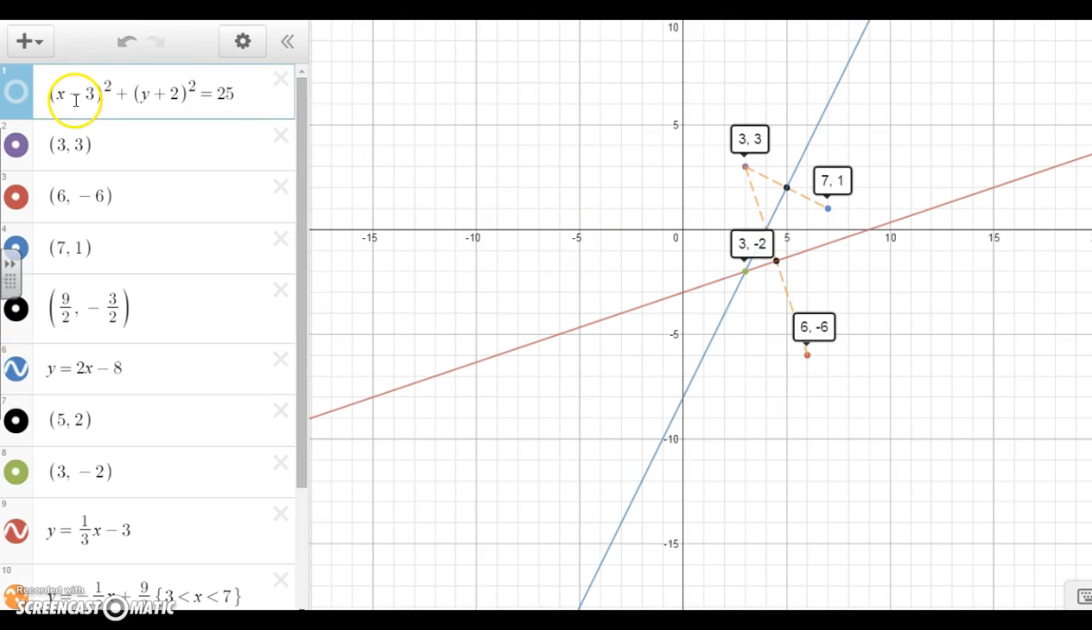Okay, so you'll see here that I've entered in the solution we just found of x minus 3 squared plus y plus 2 squared equals 25. And if I go ahead and graph that, you will see that that circle fits those 3 points we set out to fit.